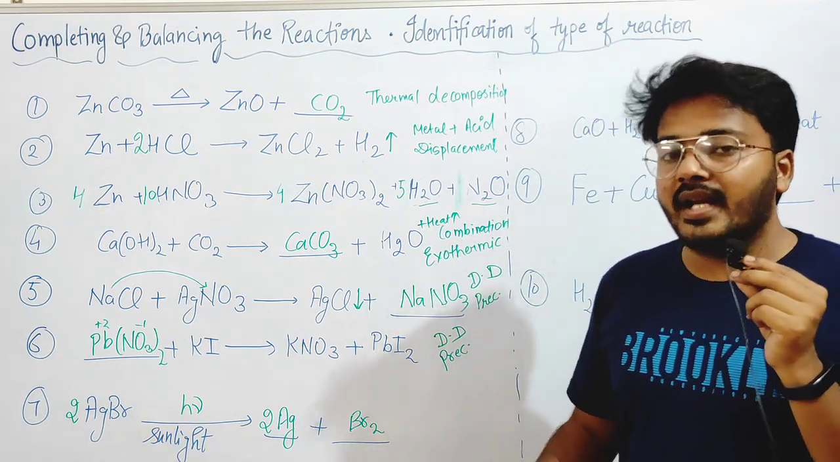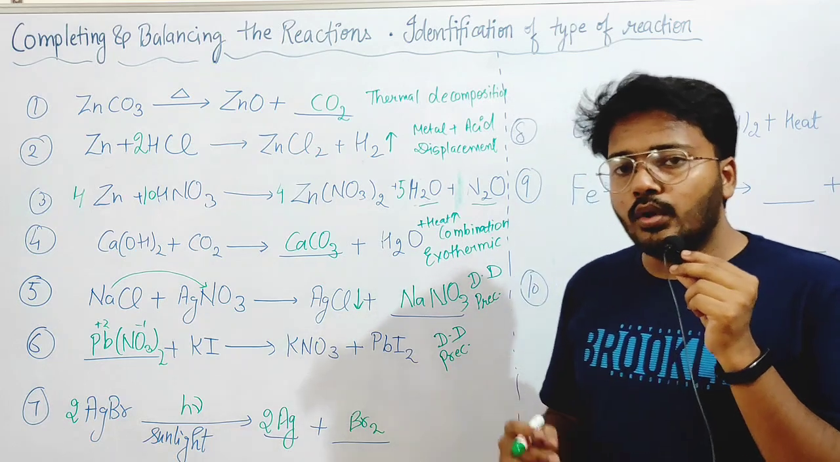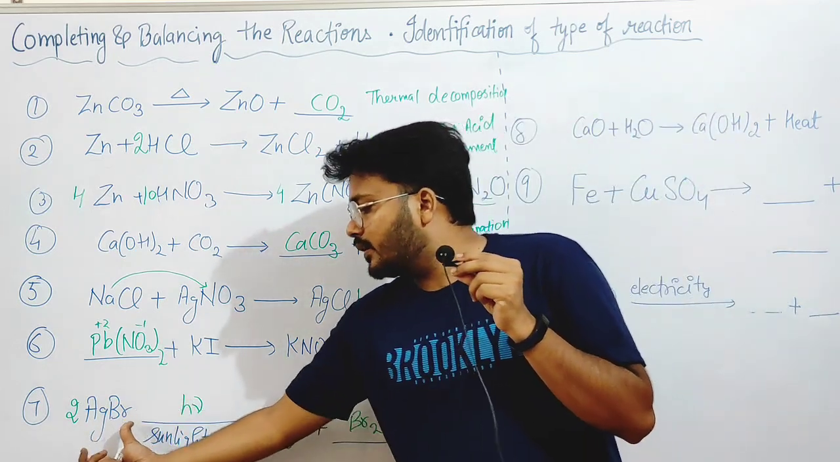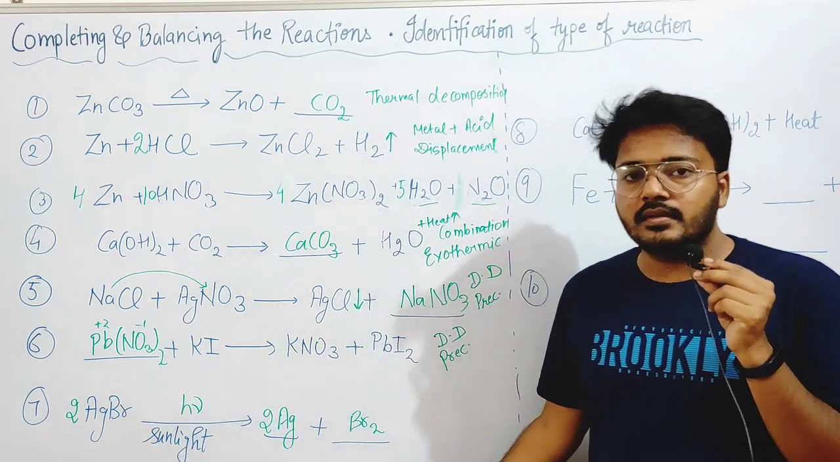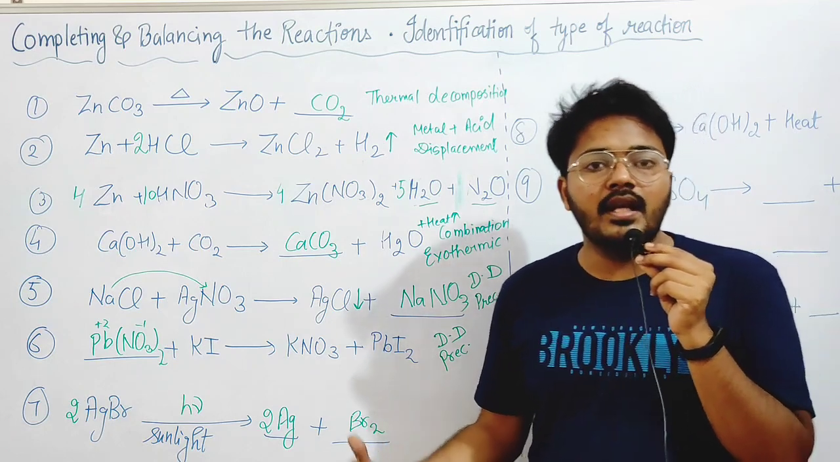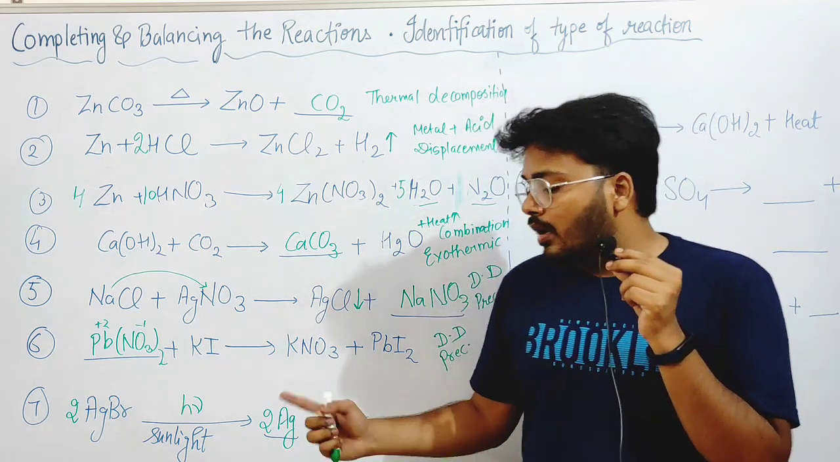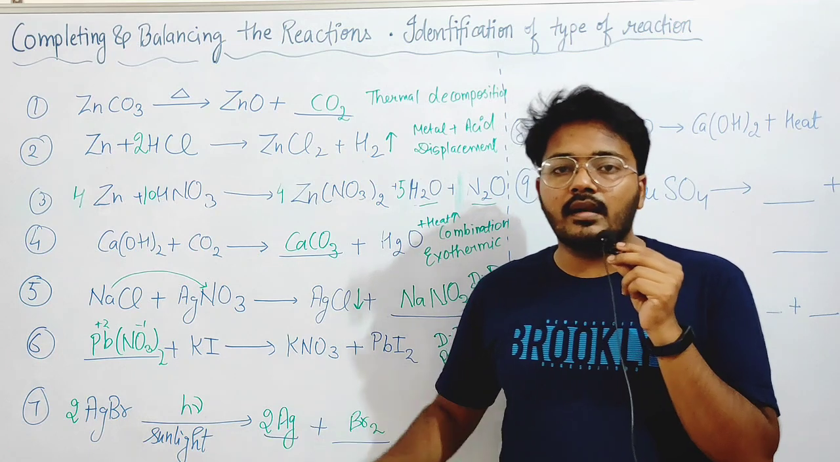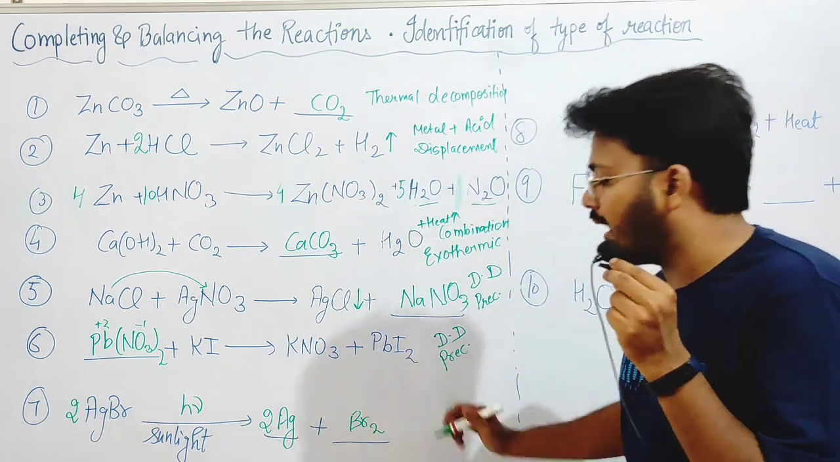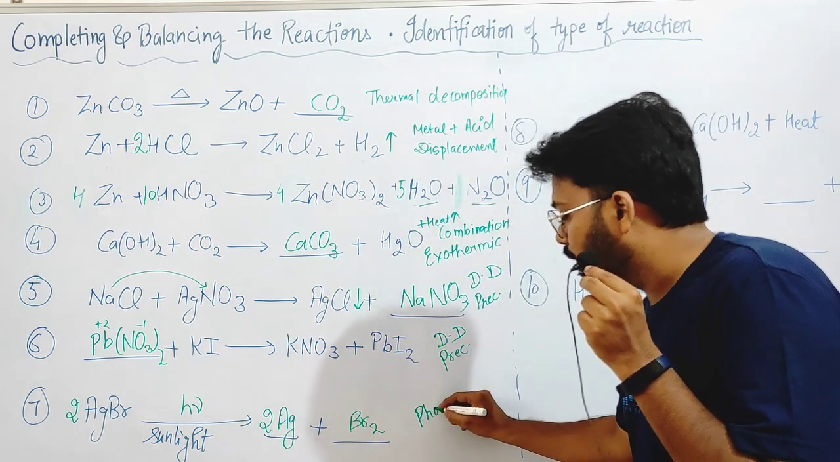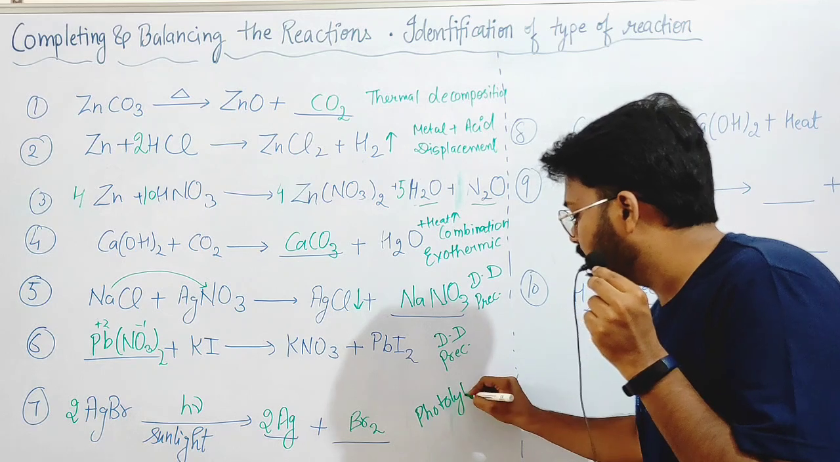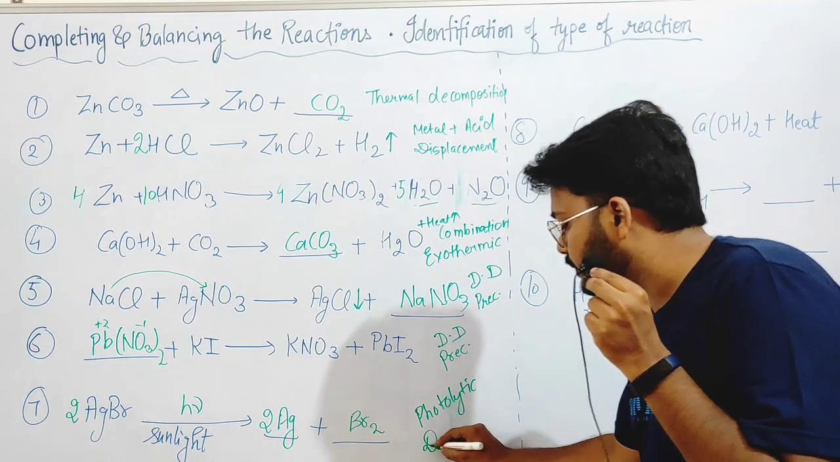Now which type of reaction is it? I told you, if one reactant breaks down into 2 or more products, the reaction is obviously a decomposition reaction. But in this case, sunlight is the condition. This reaction is an excellent example of a photolytic decomposition reaction.